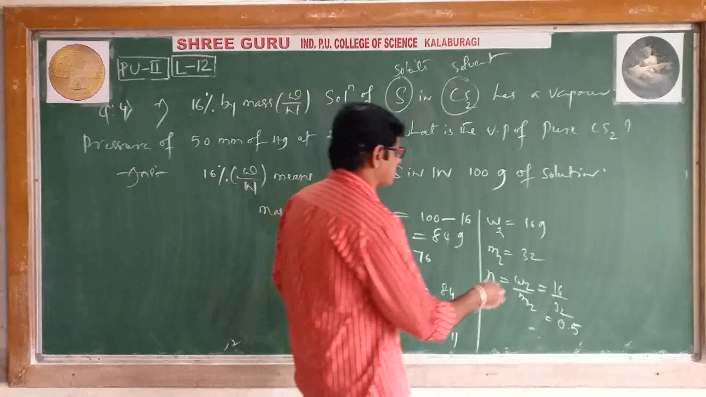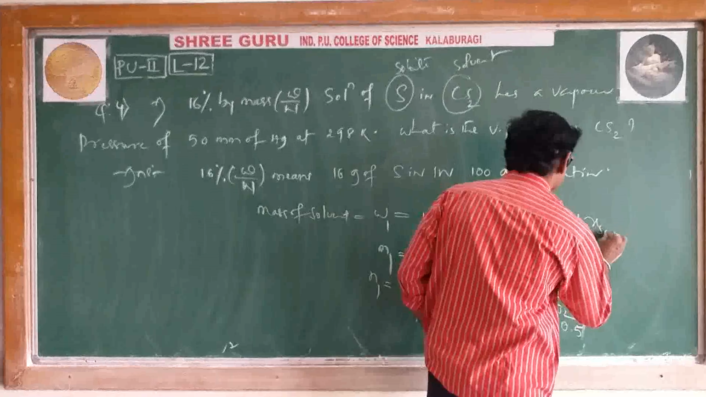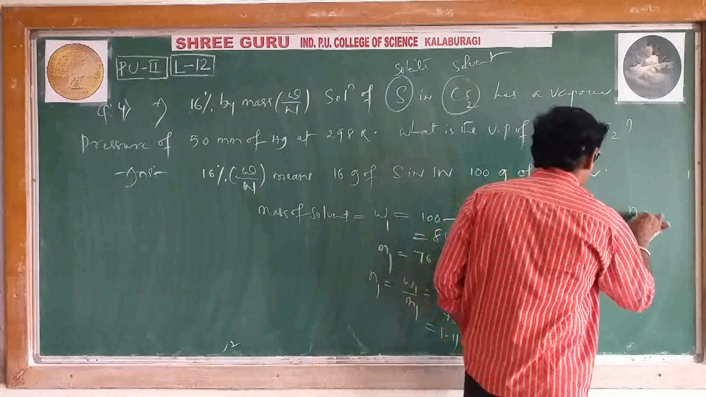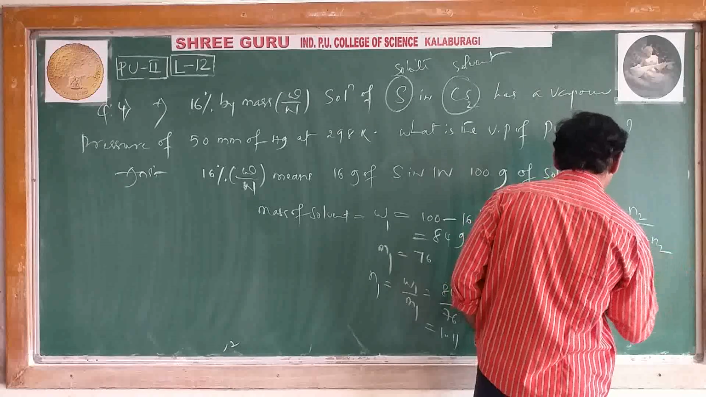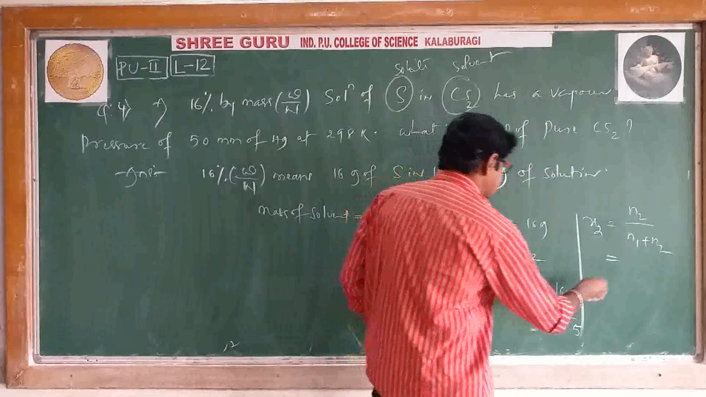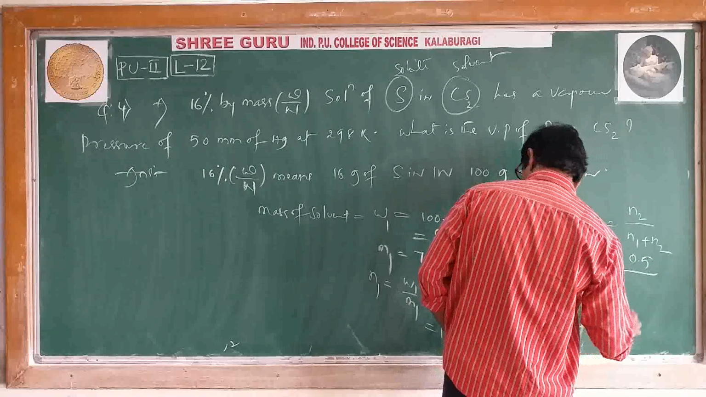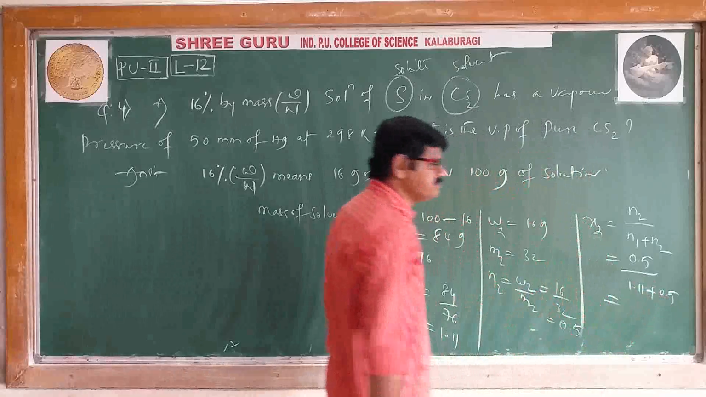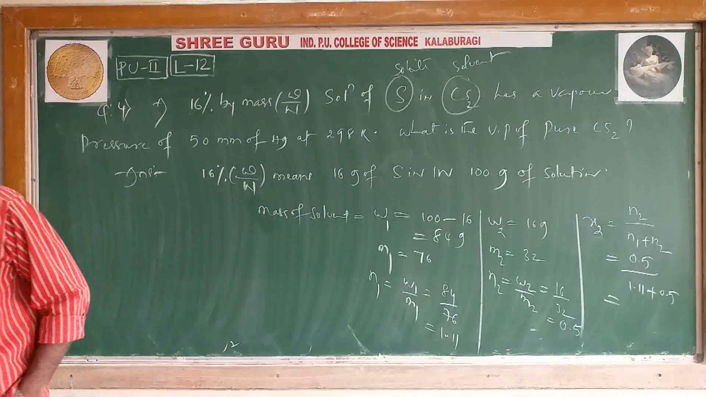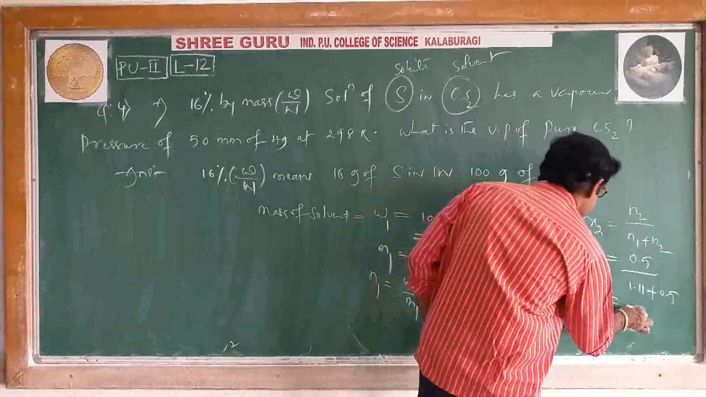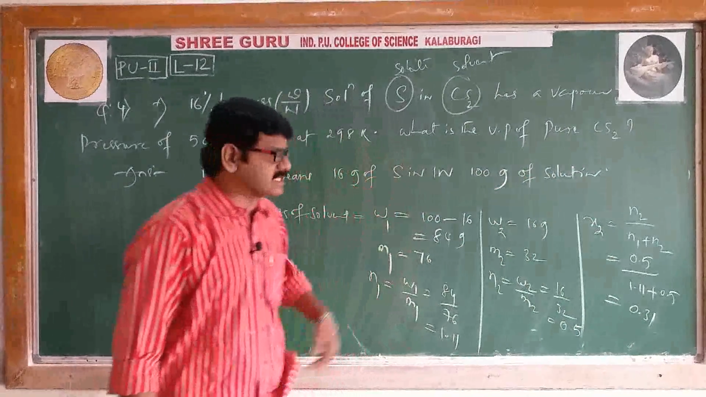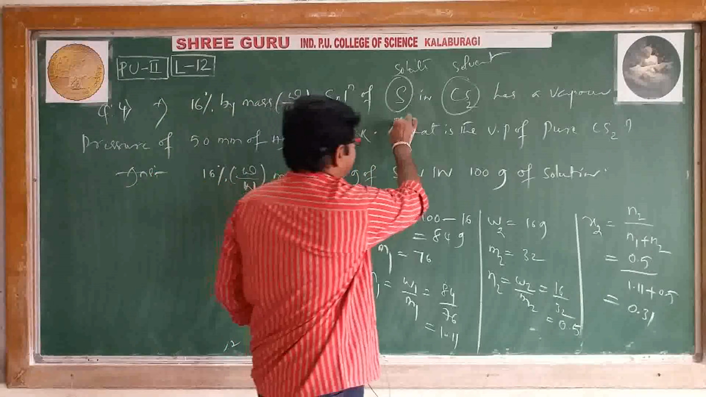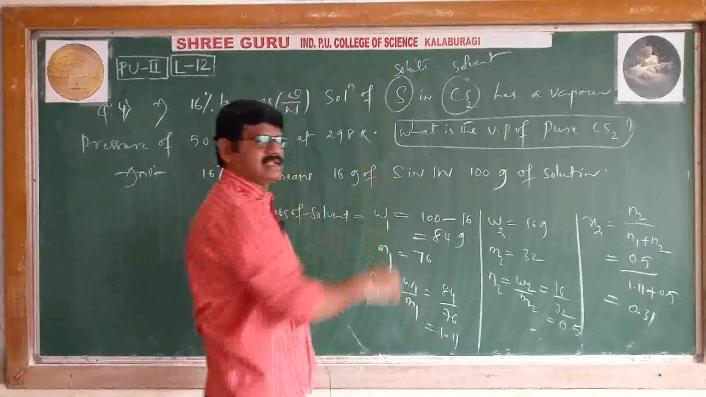Now we'll calculate the mole fraction of solute. Solute is nothing but 2. What is the formula? n2 divided by n1 plus n2. n2 is 0.5 divided by n1 is 1.11 plus 0.5. If you simplify, mole fraction is 0.31. But our answer is not the mole fraction of solute. Our target is vapor pressure of pure solvent.